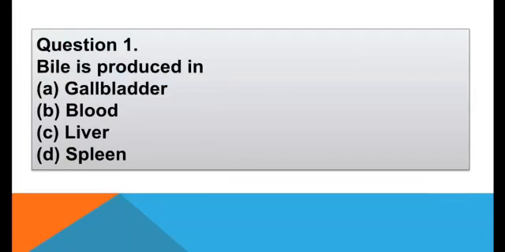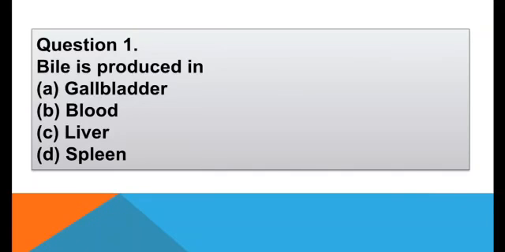So here we go with the first question, and our first question is: bile is produced in. Here you have to tell the name of the organ. Your options are option A gallbladder, option B blood, option C liver, and option D spleen. If you have seen the first part of the video, you can give me the answer quickly. As we know, particular organs produce or secrete particular juices, which are very helpful for the digestion of food.